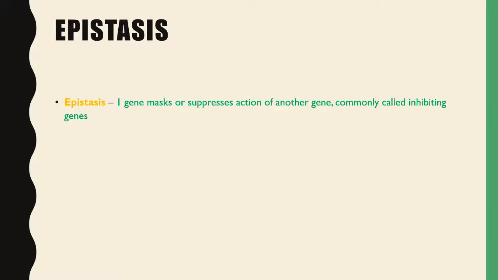So, what is epistasis? Well, this is whenever one gene will mask or suppress the action of another gene, and these are commonly called inhibiting genes. So, if you inherit two genes, and one gene goes through epistasis, then that gene will suppress the other gene, meaning the other gene will not actually express itself.